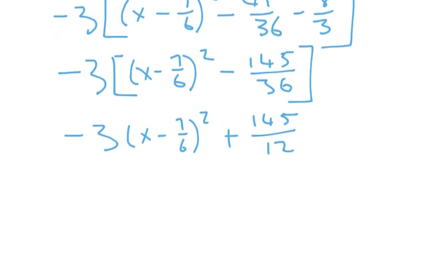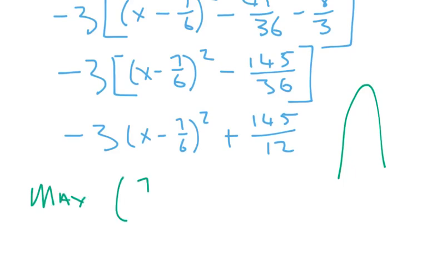Okay, now this is an n-shaped function, so the maximum point is x equal to 7 over 6, because I need to make this bit here 0, comma 145 over 12. And that's completing the square and vertex form.